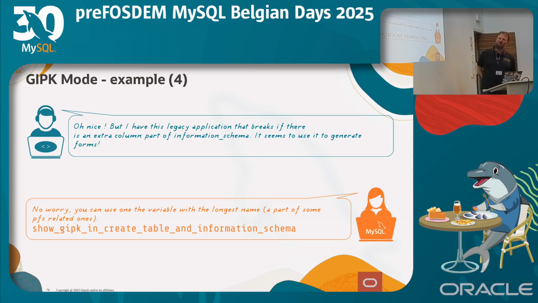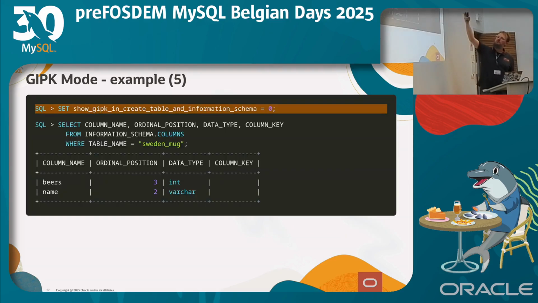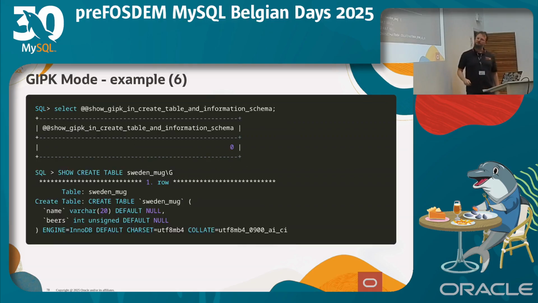So if you use show GIPE in create table and information schema and you disable it, then people, when they check information schema, they won't see it. So here I put it to 0. If I select it, we don't see my row ID anymore. If you get requests about it, just add a random string at the end of the variable.